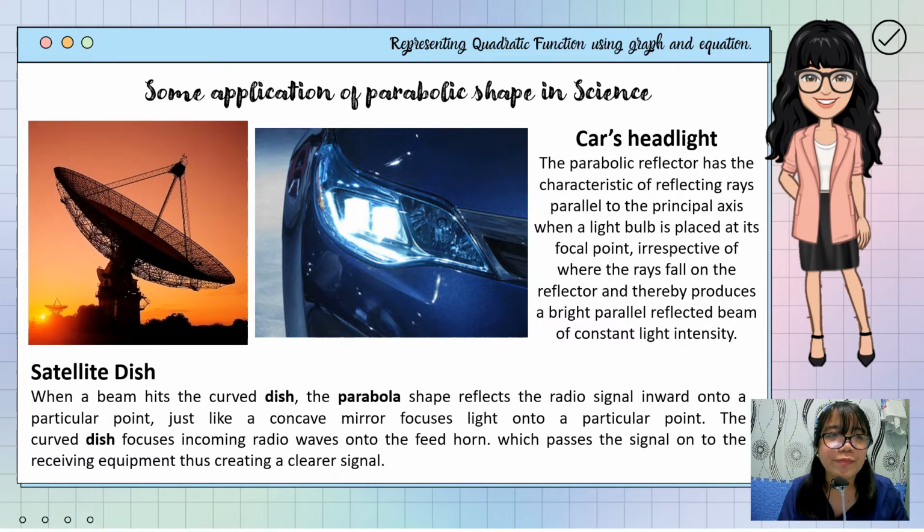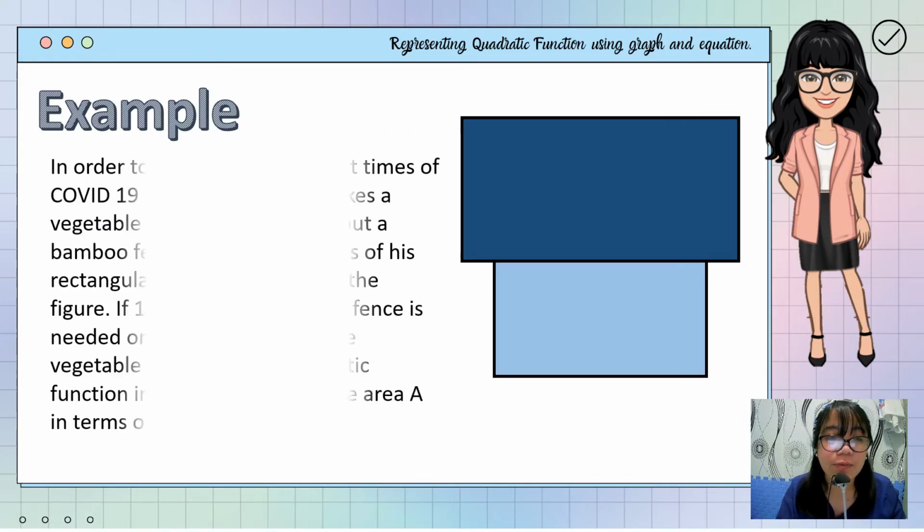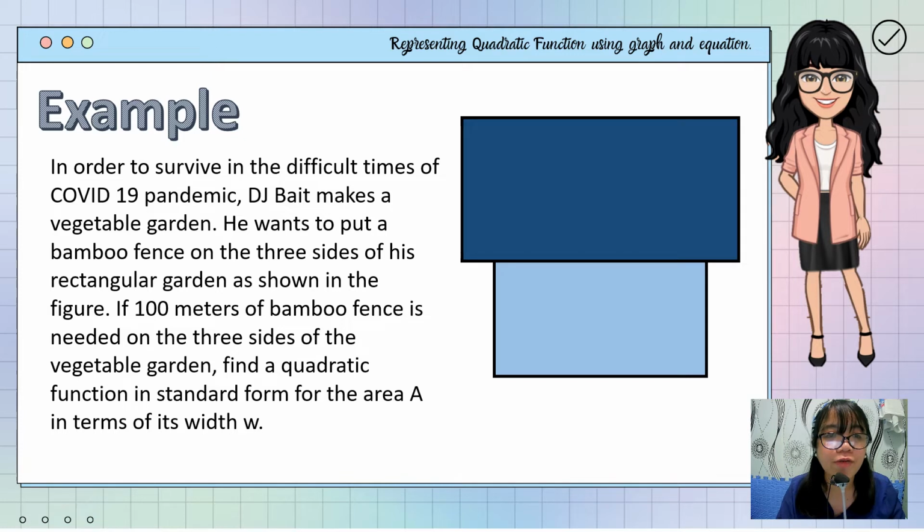Now let us have an example. So in order to survive in the difficult times of the COVID-19 pandemic, DJ Bait makes a vegetable garden. He wants to put a bamboo fence onto the three sides of his rectangular garden as shown in the figure. If 100 meters of bamboo fence is needed onto the three sides of the vegetable garden, find a quadratic function in standard form for the area in terms of its width.